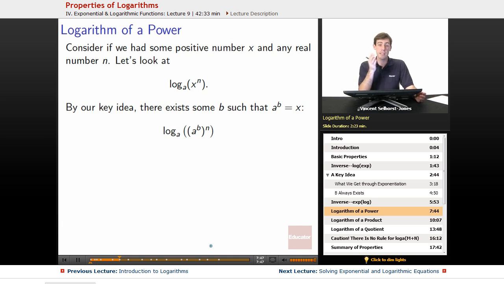Logarithm of a power. Consider if we had some positive number x and any real number n. Then what if we raised x to the n and took its log?